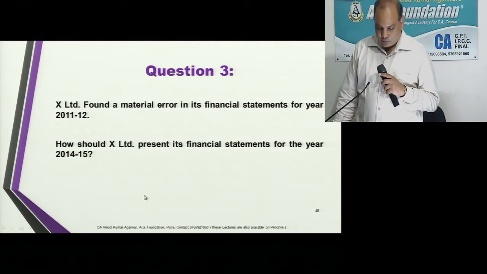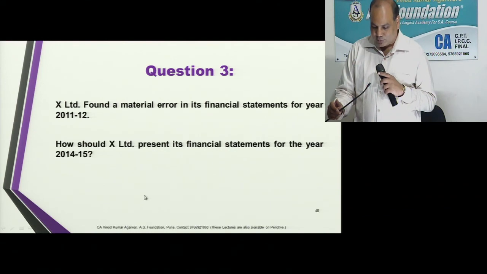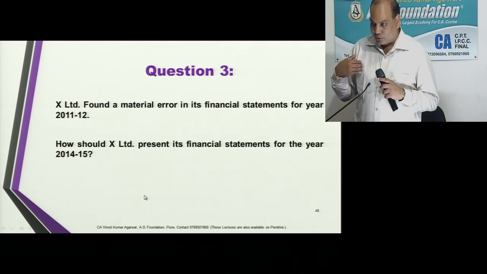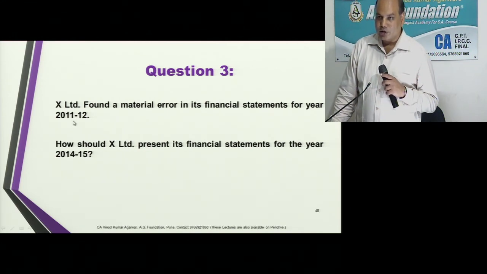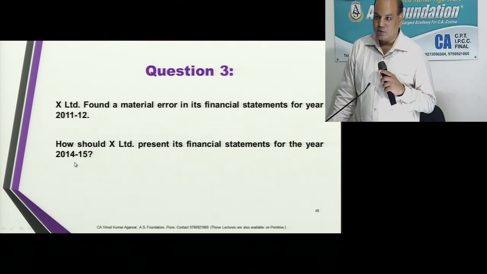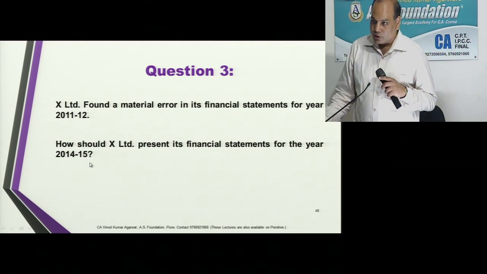Now we'll solve one more question. Today, X Limited found a material error in its financial statement for year 2011-12. Very simple. You are into 14-15. Error was located which relates to 11-12. Now this is a question for you. What will you do? You will say, I will prepare 3 financial statements, 3 balance sheets. 31st March 15, 31st March 14.